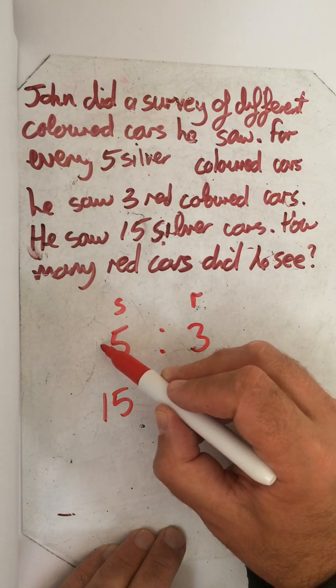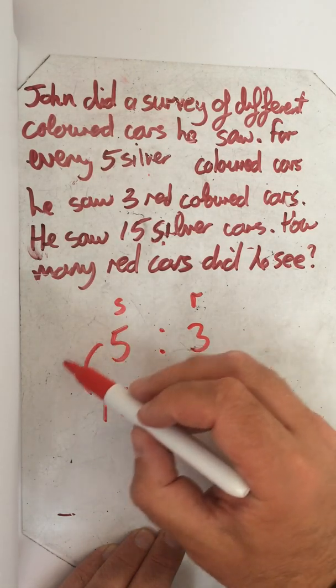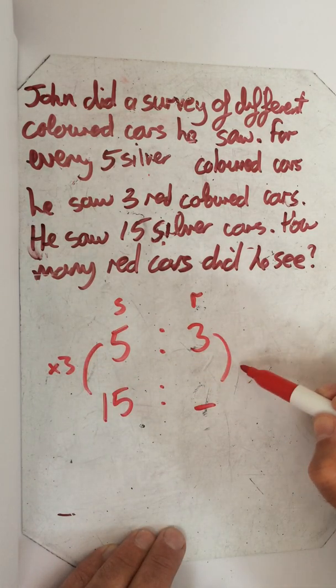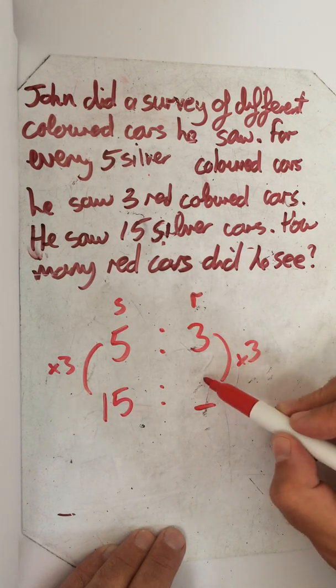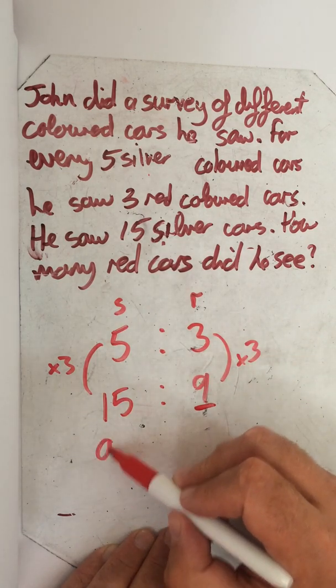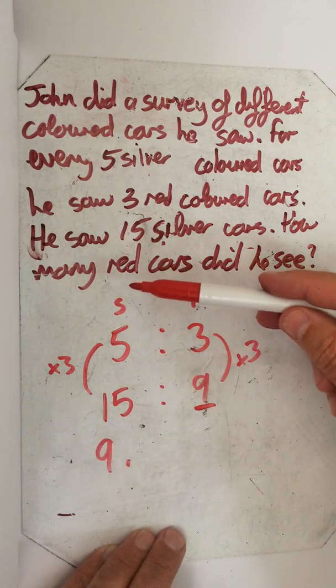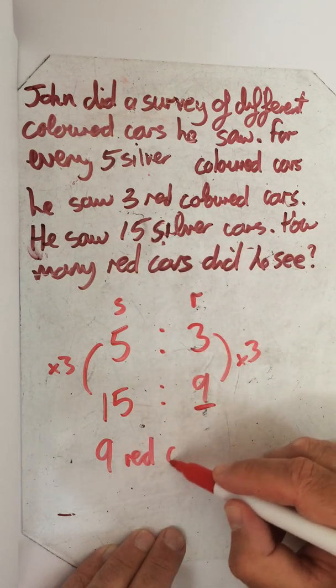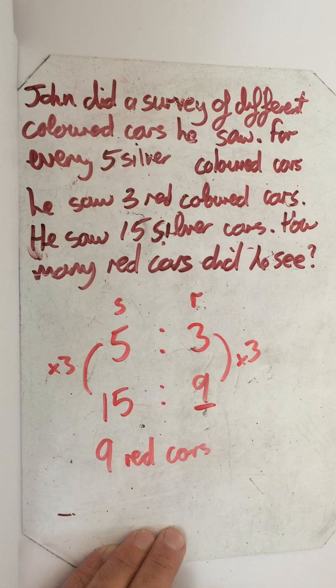Okay, so from there I can work out how many reds he got. So how am I getting from the silver 5 to the 15? Timesing by 3, and then I have to do the same there. So that means he saw 9 red cars. Your answer to this one, if you were doing this question, we would write it exactly like this, and then your answer underneath, 9 red cars.